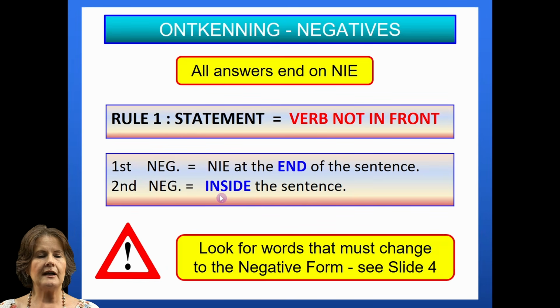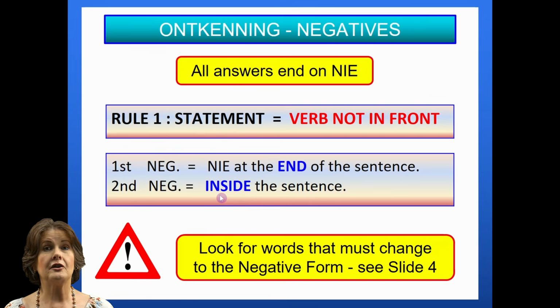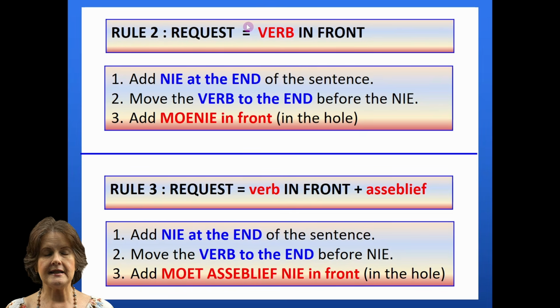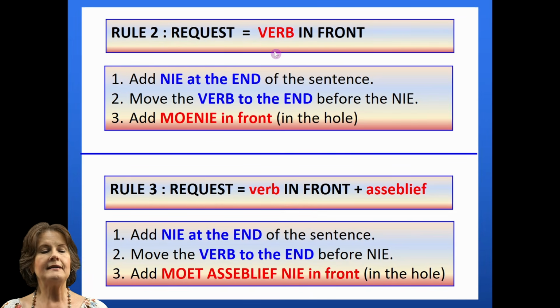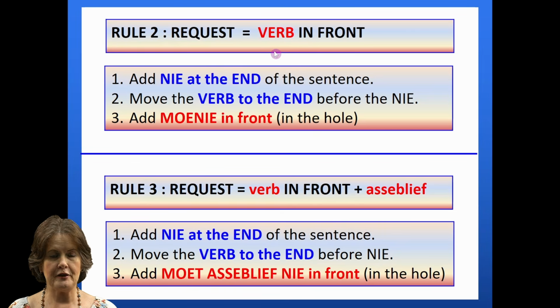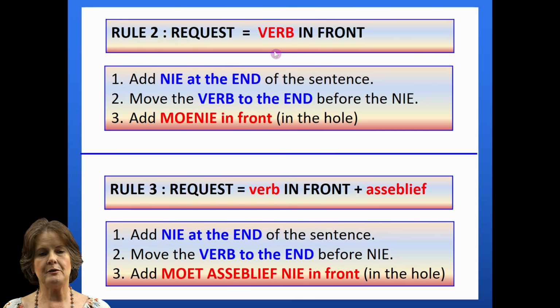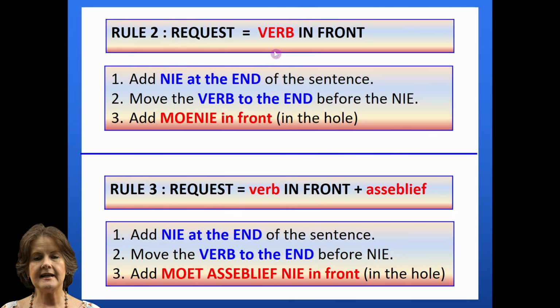Right, let's go to rule 2. Now you know rule 2 and rule 3, they start with a verb. The only difference is this one has not got an asseblief, and in rule 3 you have an asseblief. There's a please. Now you do the same thing with both these rules. The moment there's a verb in the front, you move it to the end of the sentence in both these rules. You put your nie at the end, as I taught you.